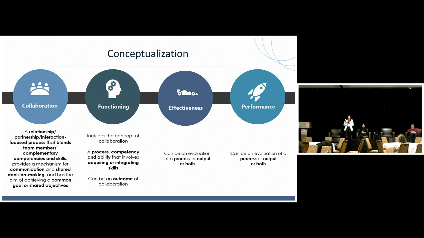Team functioning was sometimes very similar to this definition. Other times it included the notion that the team has the competency and the ability to acquire and integrate these skills, and sometimes it was the outcome of collaboration. Team effectiveness and performance are actually less well defined in the literature because there aren't that many studies, but what we found was that sometimes it was a process, so it could be team collaboration and functioning, and sometimes it was an output, so system performance types of outcomes, or it was both.